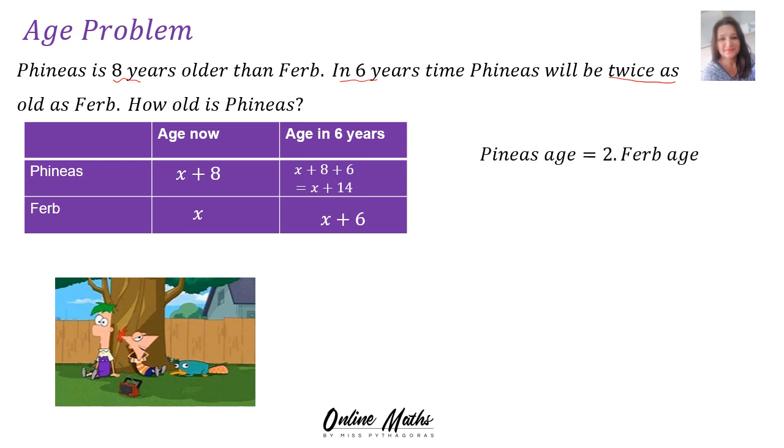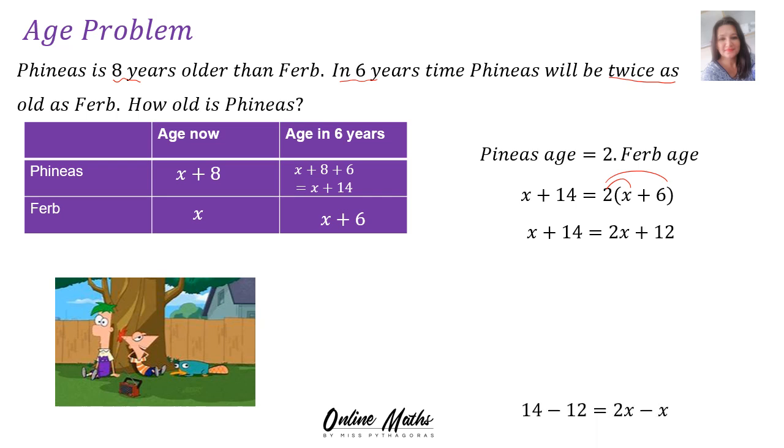And we do that by saying that Phineas' age is equal to twice Ferb's age. And then Phineas, we know, was x plus 14, equals 2 times Ferb's age, which is x plus 6. Now we're going to multiply in the 2 into both, and we end with x plus 14 is equal to 2x plus 12. Let's get all the x's on one side.